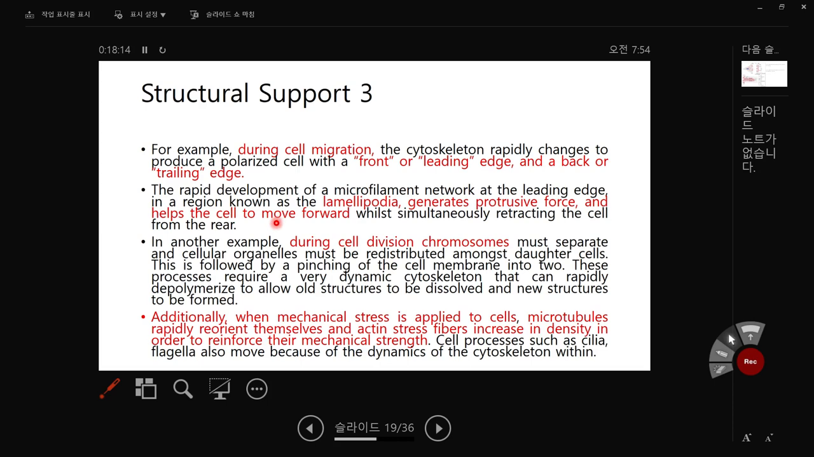Okay? The rapid development of the microfilament network at the leading edge, in a region known as the lamellipodia, generates protrusive force and helps the cell to move forward, whilst simultaneously retracting the cell from the rear. Retracting means the cell has to wrap up its cell body and then go to the next right side. So this is called retracting the cell from the rear.